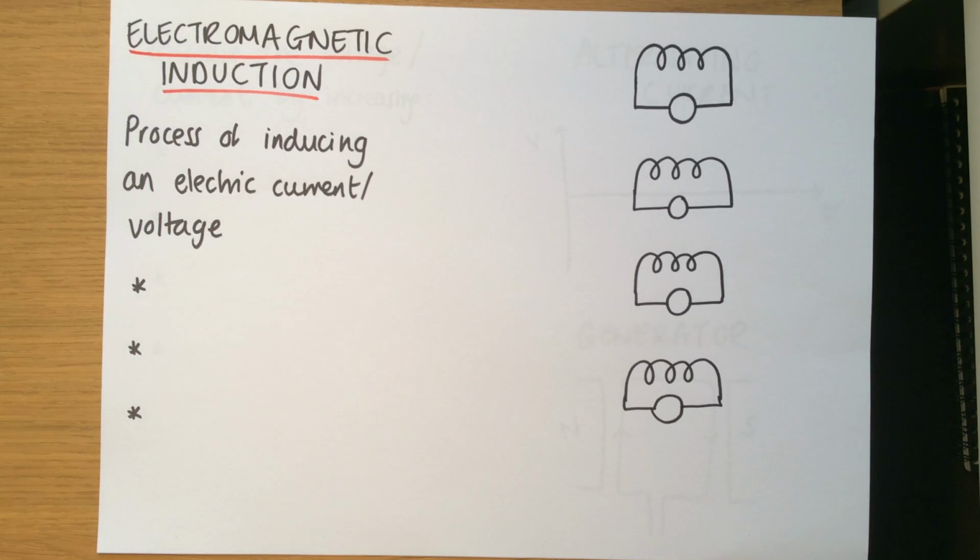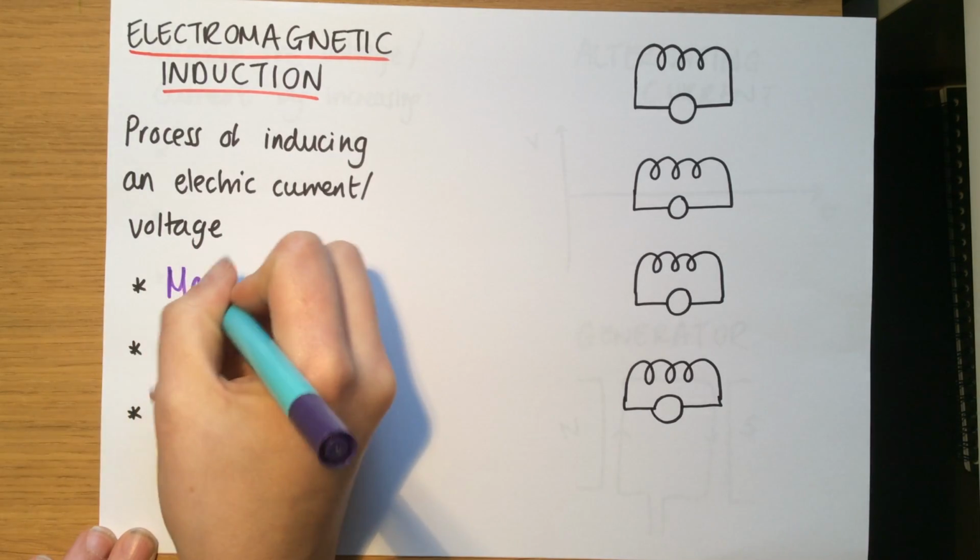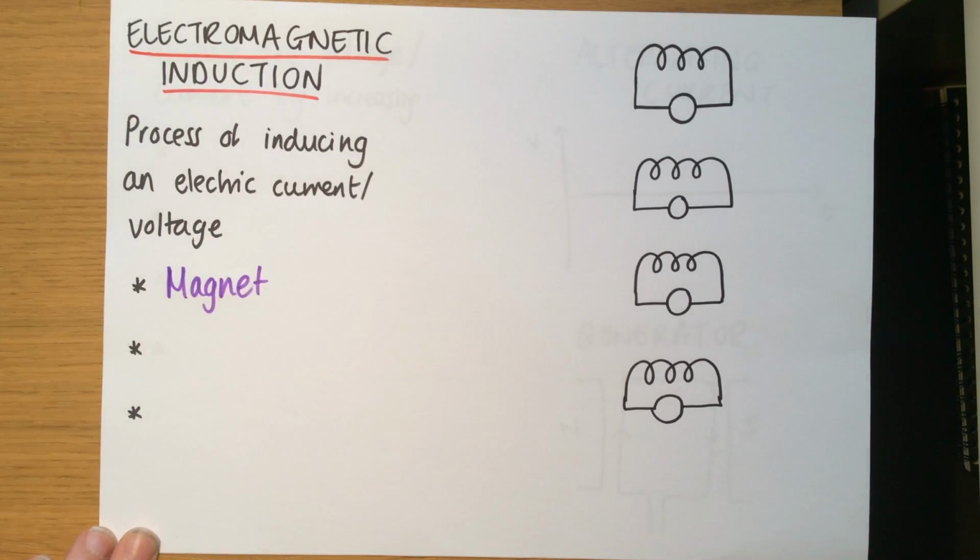The electricity and magnetism are really, really closely related. They're both kind of two sides of the same coin, and they can be used to create each other. But for this session, we're going to look at how we can create electricity using magnetism. It needs three things. The first one is a magnet, because if you need magnetism, you're going to need a magnet to help you do that.